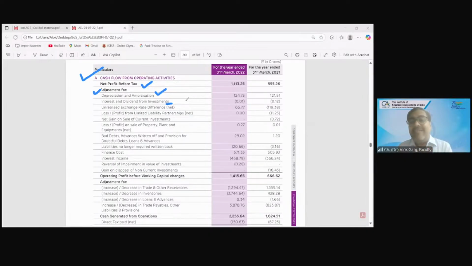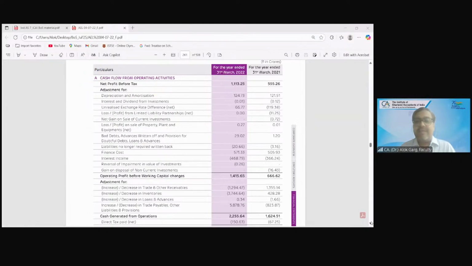Financing items are those items which are related to the capital structure of the entity, meaning related to the equity and debt of the company. If the company has issued share capital, the company will pay dividend. Here the company is receiving dividend. So interest and dividend from investment is not an operating item. This is an investing item.